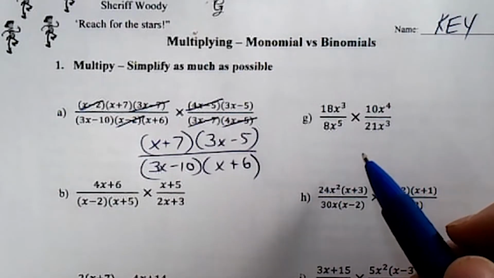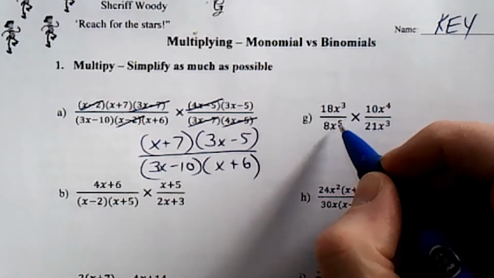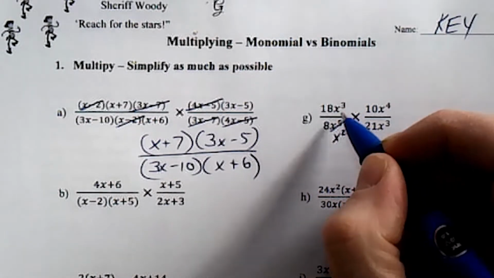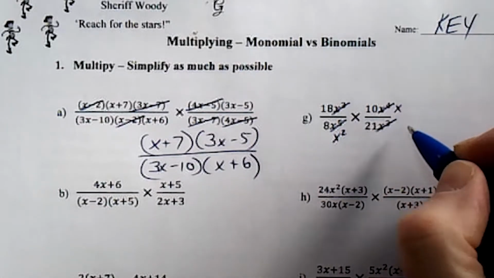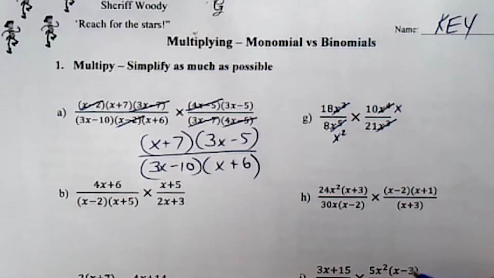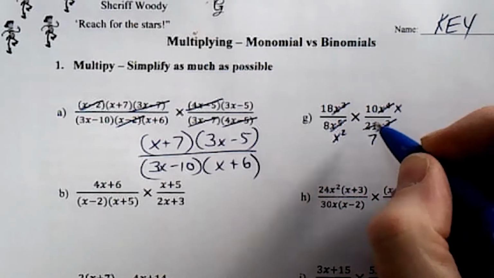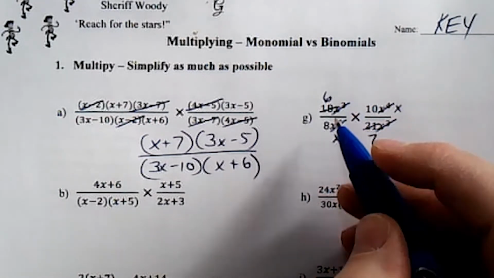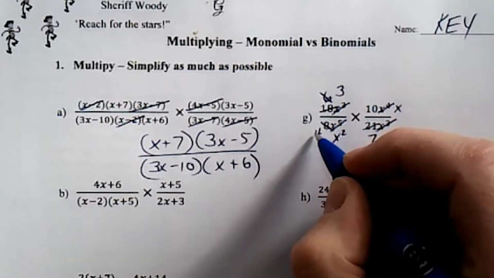Monomials is different. We just have to find something in common. I've got 3 on top, 5 x's on bottom. Just cancel 3 of them. 4 and 3. I have 1 left on top. 18 and 21, if I divide by 3. 6 and 8, both divisible by 2. And 4 and 10, both divisible by 2.